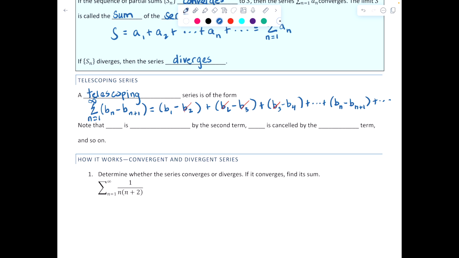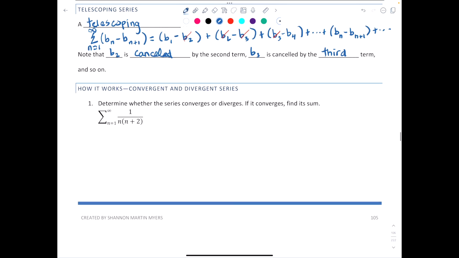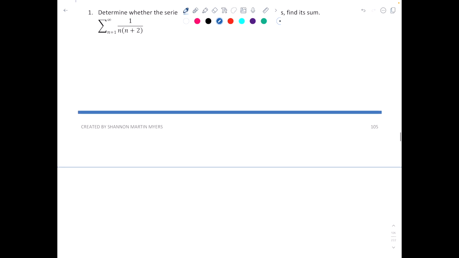So note that, like I said, B sub 2 is canceled by the second term, b sub 3 is canceled by the third term, and so on. So it doesn't always happen that quickly, but let's check out what we have going on. So here we go. A lot of times partial fraction decomposition is required, so I did leave some space for this one.